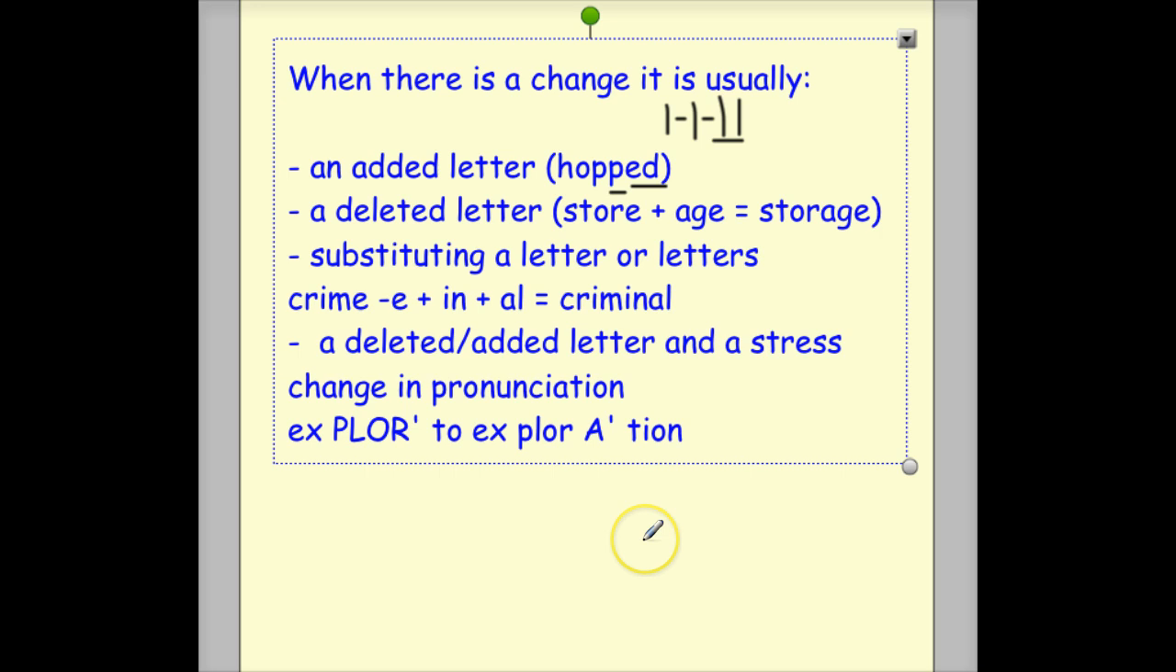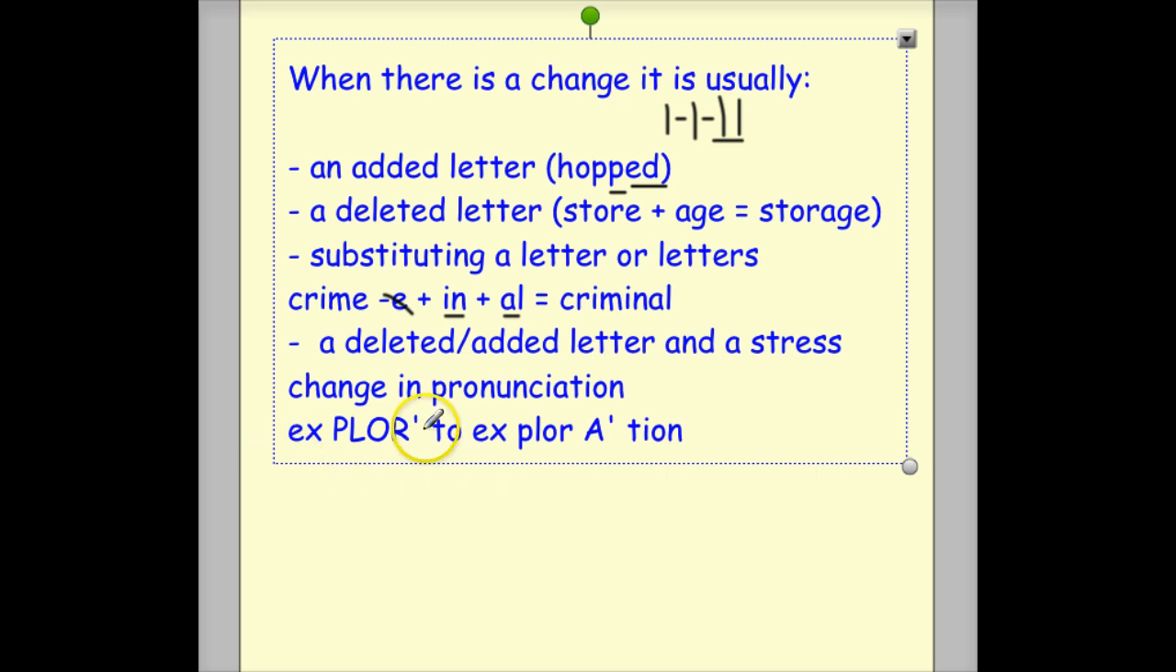Another thing that sometimes happens when there is a change is there's a deleted letter. Like from store to storage, we delete that silent E. Sometimes we substitute a letter. In crime, we take out the E and we add IN before we add the suffix AL to make criminal. And sometimes there's a deleted or added letter and a stress change in pronunciation.